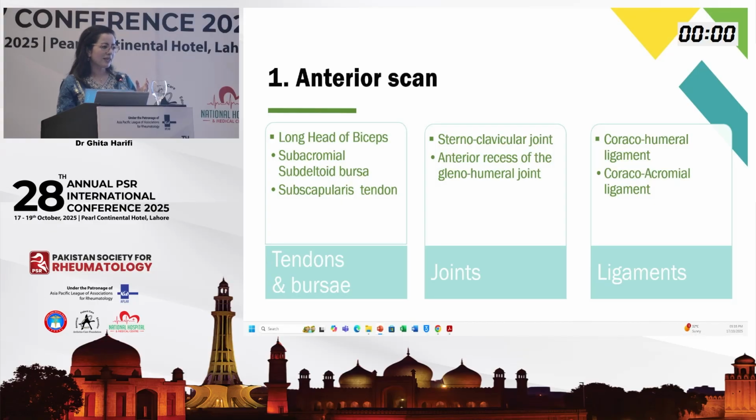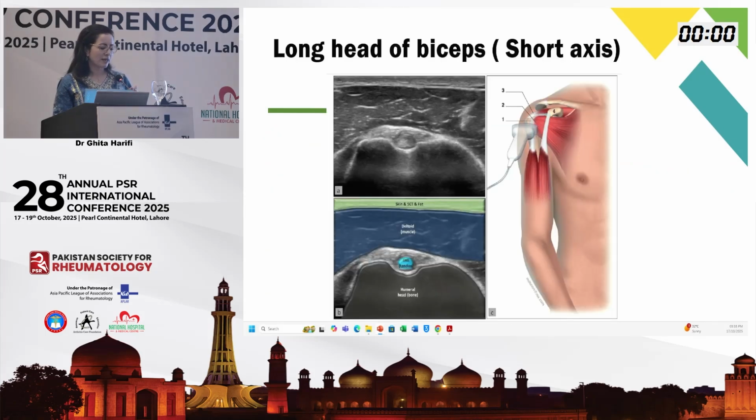And then the ligaments. And like I said, in a basic course, usually we don't spend time on ligaments, but I would at least like to show you the coracoacromial ligaments, because this is an area of impingement. This is an area where we look also sometimes for impingement. So, anterior aspect, long head of biceps.